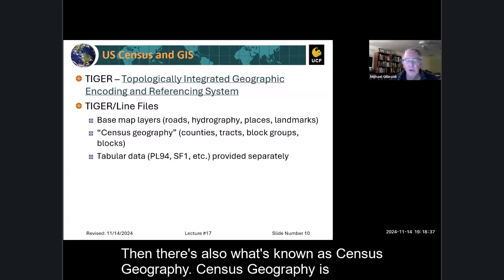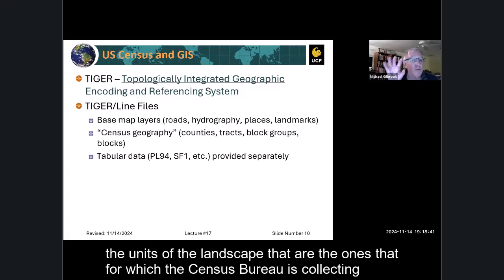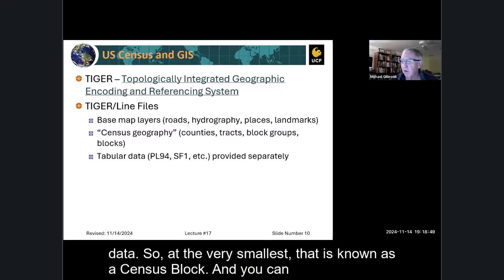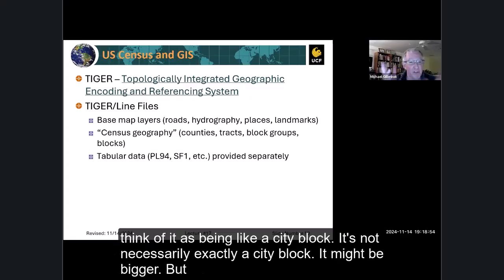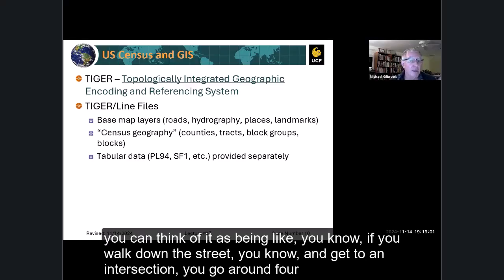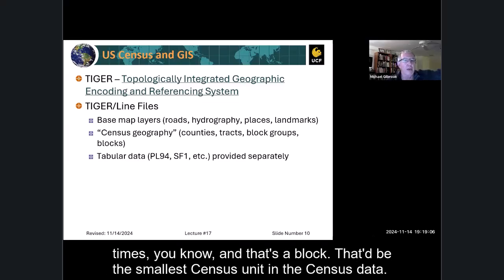Then there's also what's known as census geography. Census geography is the units of the landscape that are the ones for which the Census Bureau is collecting data. So at the very smallest, that is known as a census block. And you can think of it as being like a city block. It's not necessarily exactly a city block. It might be bigger. But you can think of it as being like, if you walk down the street, and get to an intersection, you go around 4 times, and that's a block. That'd be the smallest census unit in the census data.